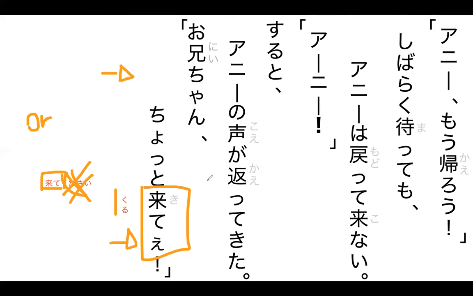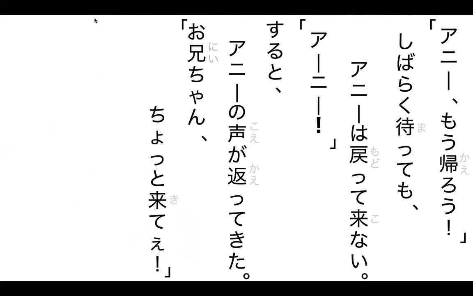That's basically what happens. If you end a sentence with te form, it is an order. And it is a rude order. It is not polite at all. It's very much like, do it. Do it, big brother. Come here. So she's being very much, we are family. Come here, big brother.